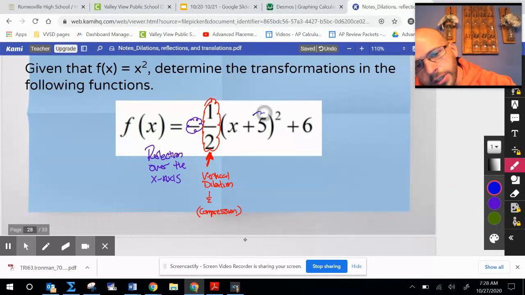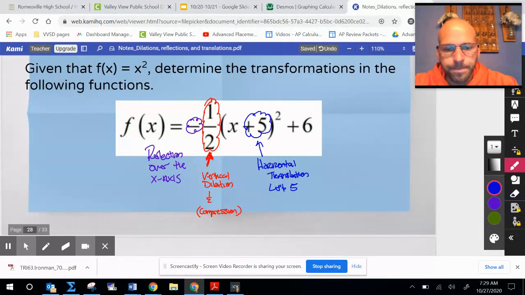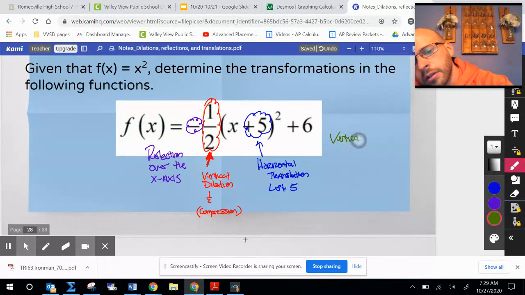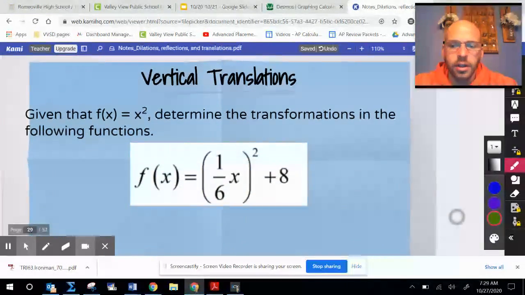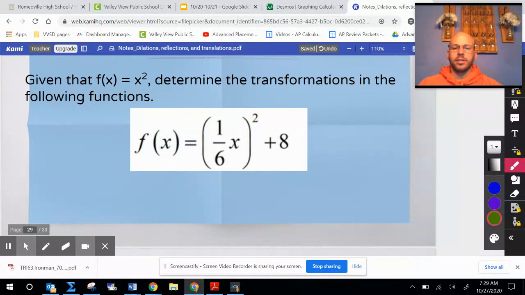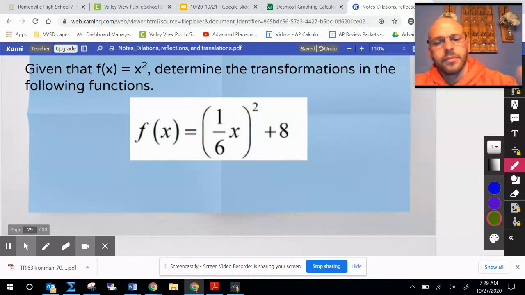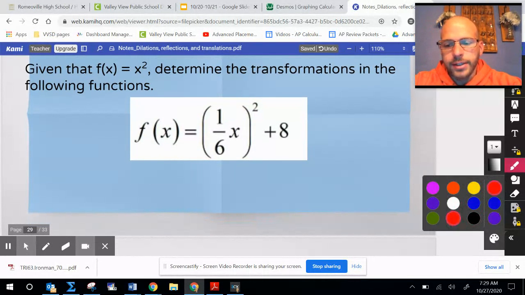So now I have this plus 5 inside, which is going to be a horizontal translation left 5. And then last but not least, I have a vertical translation up 6. Okay, so 4 answers to that question. Let's try this one. This one has 2 answers. All right. Again, feel free to pause.